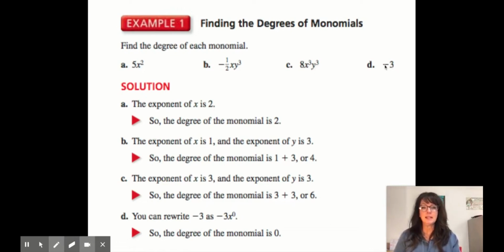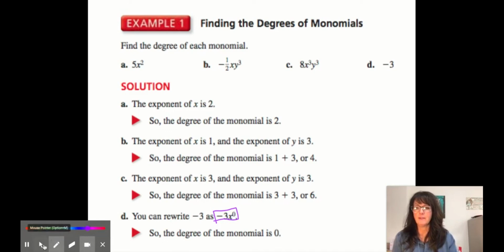For D, this negative 3 can be rewritten. So here's the reason why these numbers have 0 as the degree. It's because we can assume that the exponent is equal to 0 because we don't see the variable. Okay, does that make sense? So it has an implied exponent of 0. And remember, anything raised to the 0 power is equal to 1. So it's like negative 3 times 1. But that's why the exponent of the imaginary variable is 0.